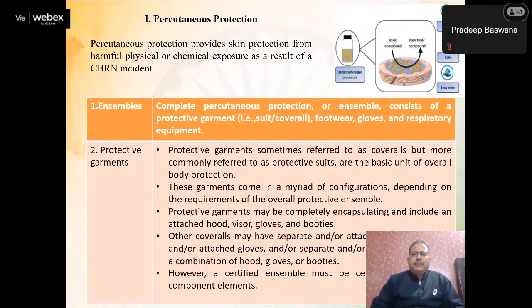However, the certified ensemble must be certified with specific component elements. So, as per the requirement, for example, if you are talking about chemical agents, blister agents, nerve agents, or biological pathogens, whatever is there, we have to focus upon that part. Overall, it should not contaminate or expose your skin.